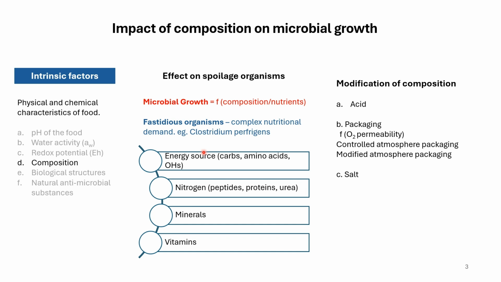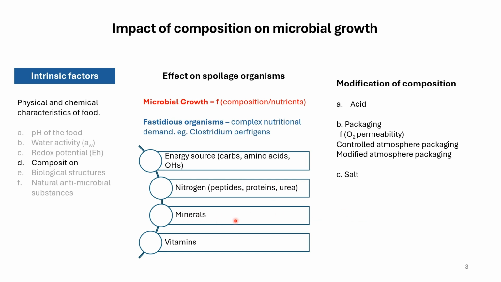Moving on, so what is the main form of energy present in food? The most common form of energy is in the form of carbohydrates, amino acids, then you also have alcohols, and sometimes some of the organisms are capable of breaking down lipids to produce energy. The source of nitrogen includes peptides, proteins, urea. Consumption of these aids in synthesis of proteins via translation.